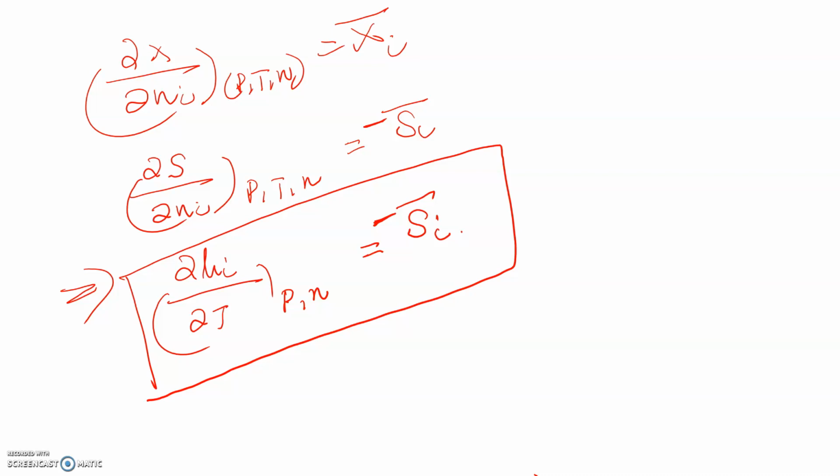S is always positive, isn't it? Entropy is always positive for spontaneous or natural processes. That means chemical potential always decreases with increase of temperature. Now let's see the variation of chemical potential with pressure. This is very simple if you have understood the variation of chemical potential with temperature.